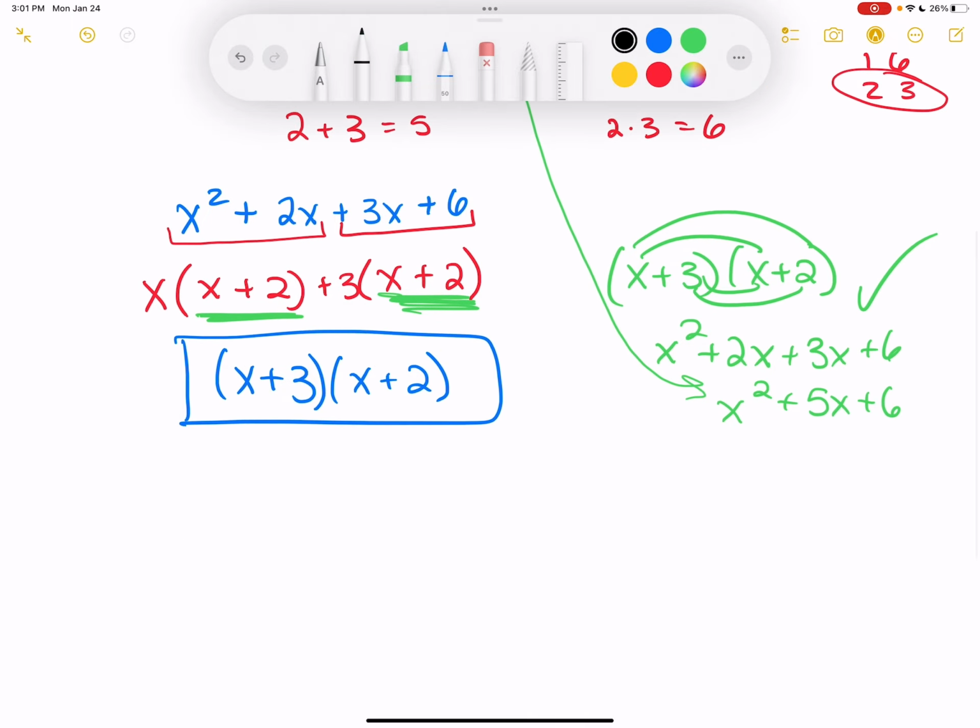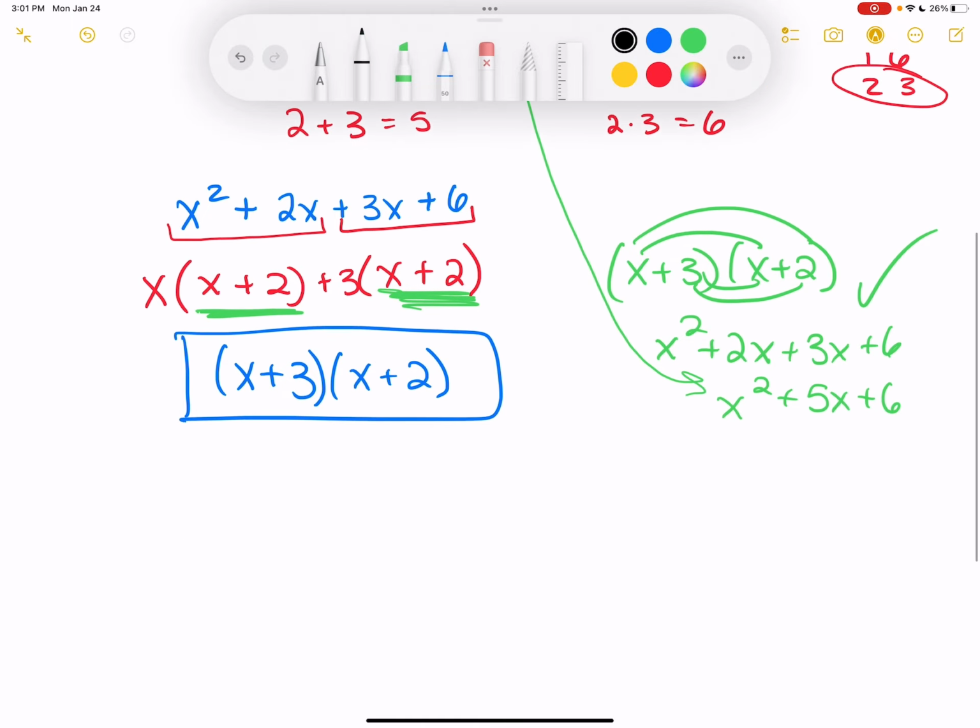So, let's look at another problem. Say you've got x squared plus 3x plus 2. So I'm looking for two numbers that when multiplied together give me 2, and when added together give me 3. Okay? So what are possible factors of 2? 1 and 2. Okay? There's no other options. If I add those two numbers together, that gives me 3, so that gives me that middle term.